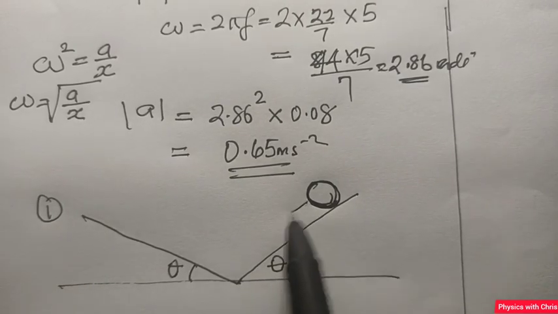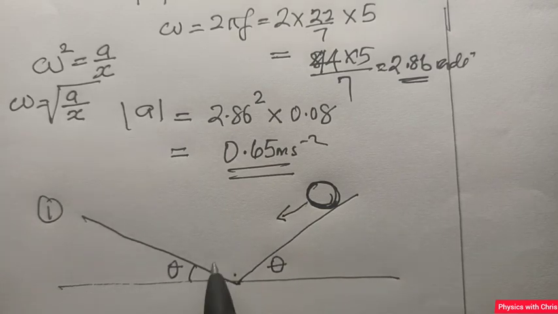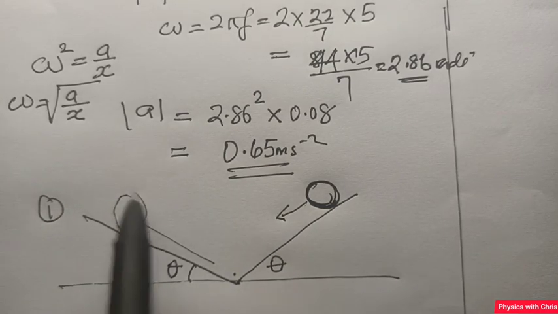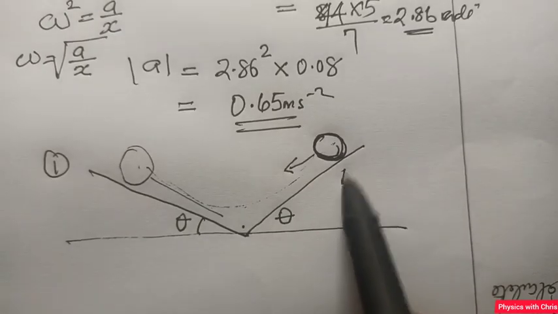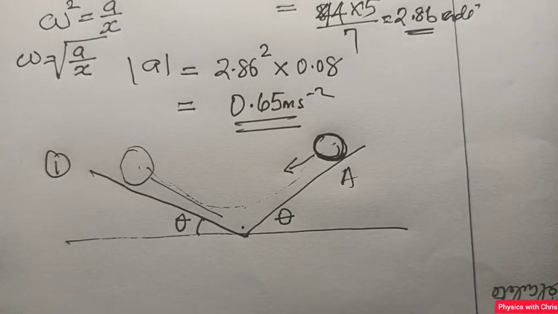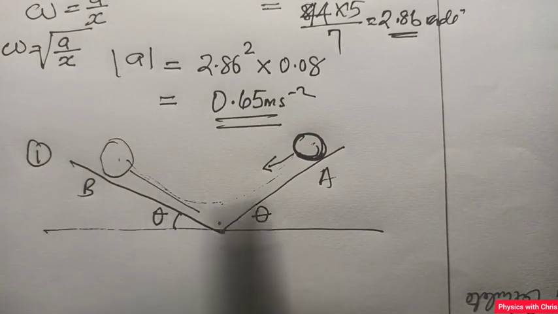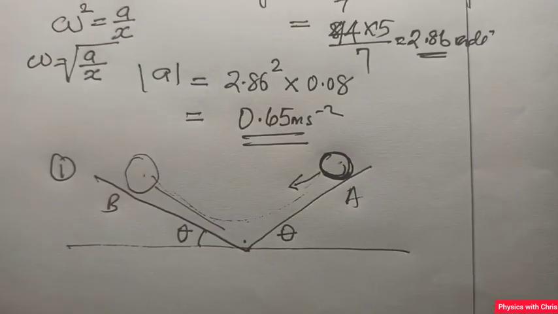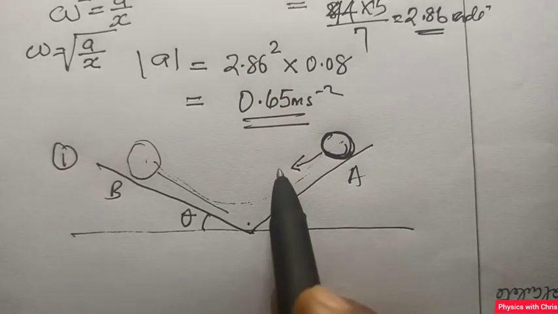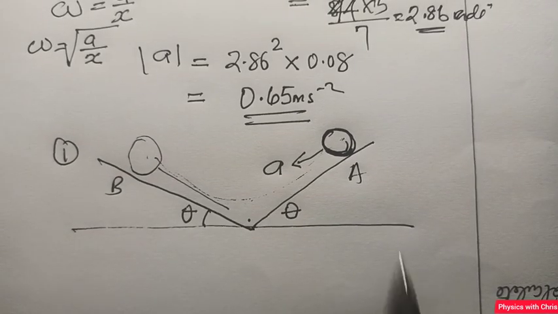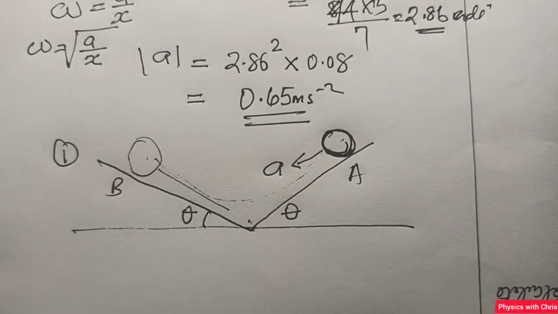Now this ball can roll down to this point and then move up the other plank and then come down again continuously. Can we show that the motion of this ball, from the first plank down, up the second plank, and then down to the first plank continuously, is not simple harmonic? First of all, let's look at the acceleration of this ball as it moves down this plank and up the second plank.